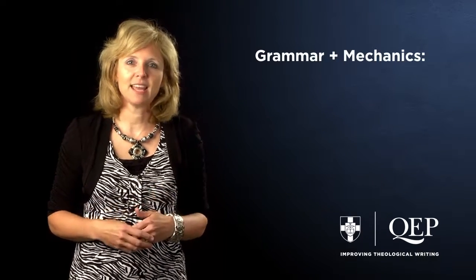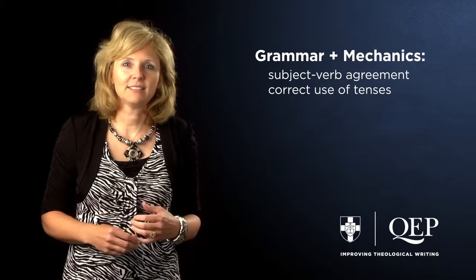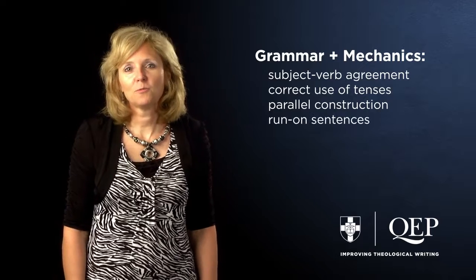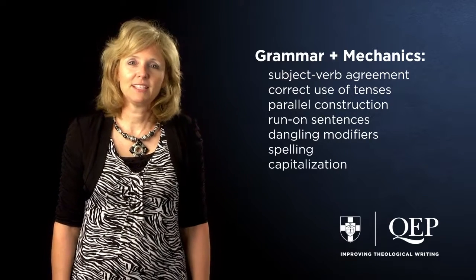Together, grammar and mechanics include things like subject-verb agreement, correct use of tenses, parallel construction, run-on sentences, dangling modifiers, spelling, capitalization, and punctuation. It's easy to think these things aren't of eternal significance, but writers who don't take the time to self-edit and correct grammar and mechanic errors diminish their impact and lose their credibility with their readers.